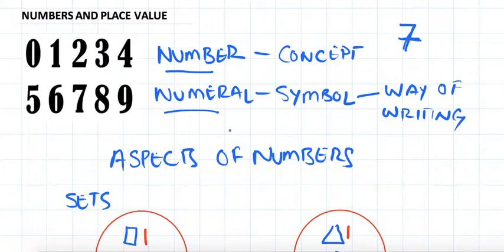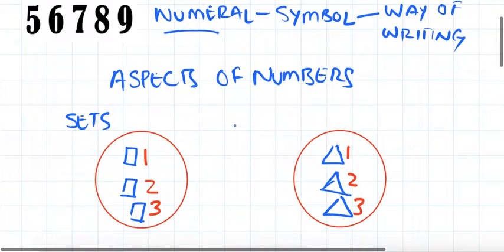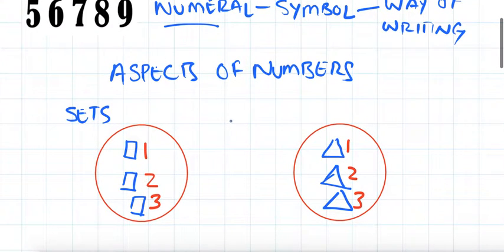Now before we jump into place value and other such stuff, it's worthwhile remembering that a number has many aspects to it. For example, a number can be a set of things, or it can be an order of things, or it can simply be a label. So let's start by looking at number from a sets point of view, sets of things.